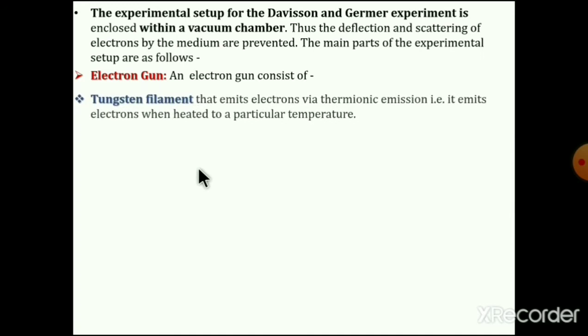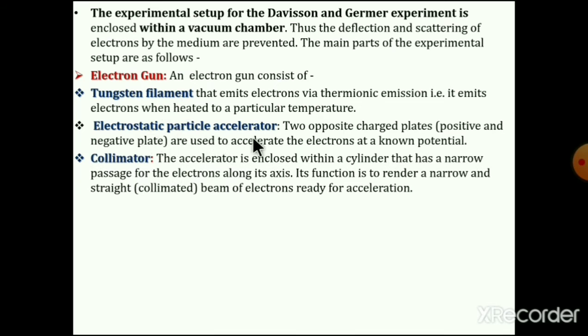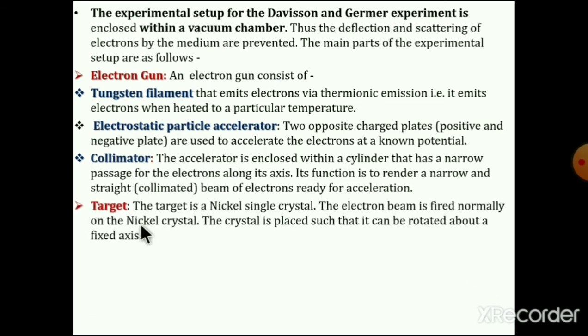That we discussed earlier. The whole experimental setup is enclosed in a vacuum chamber. Thus the deflection and the scattering of the electrons by the medium are prevented. These are the main points. The setup has the electron gun, which consists of the tungsten filament, electrostatic particle accelerator, and collimator, as we discussed earlier. The target is a single nickel crystal.